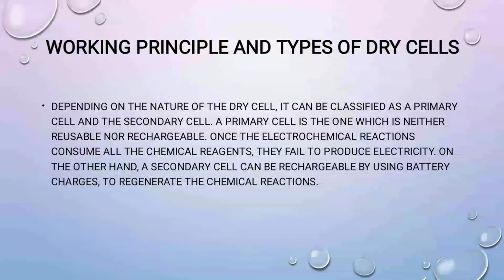So what is the working principle of dry cells? Depending upon the nature of the dry cell, it can be classified as a primary cell and secondary cell. A primary cell is the one which is neither reusable nor rechargeable. Once the electrochemical reactions consume all the chemical reagents, they fail to produce electricity. On the other hand, a secondary cell can be recharged by using battery chargers to regenerate the chemical reactions.